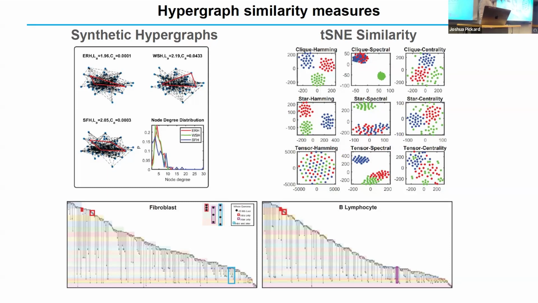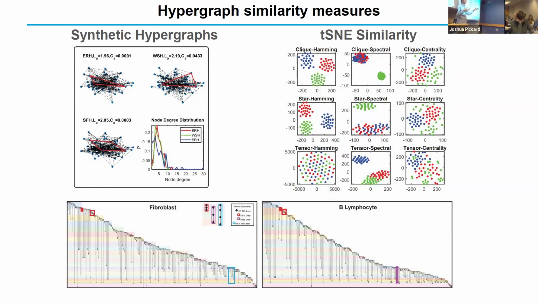What's shown on this slide is we generated a bunch of synthetic hypergraphs using standard random hypergraph methods. Then we have each of these different distance measures where we compute it on the clique graph, on the star graph, and directly on the tensor. And we have Hamming and spectral and centrality based distances. Each color corresponds to a different type of random hypergraph we made. So we made some that are totally random, some that have scale-free properties, some that are small world.